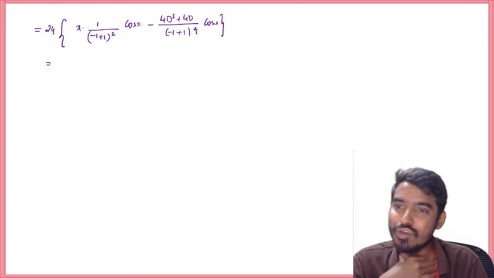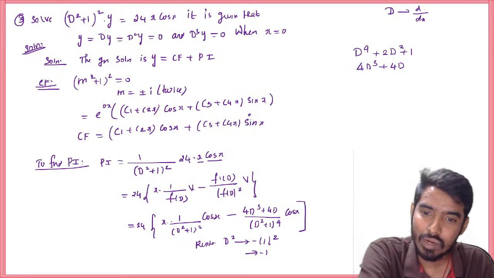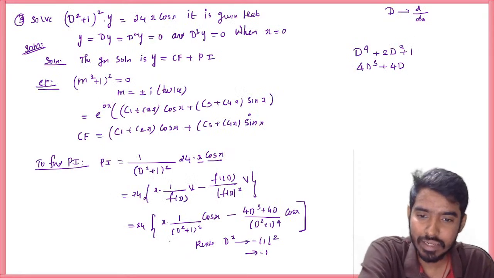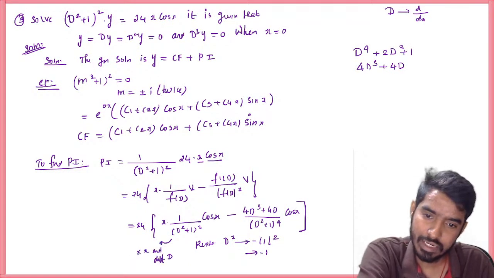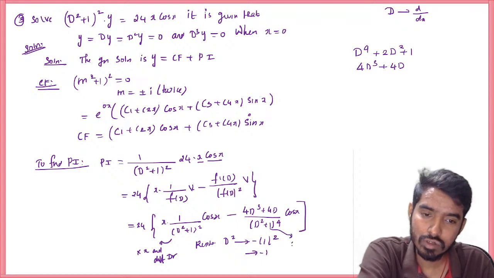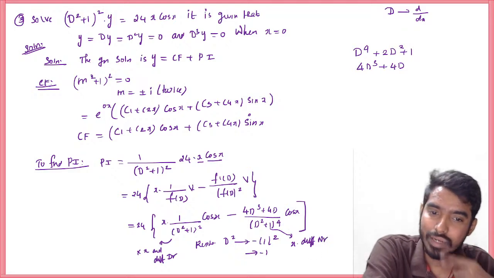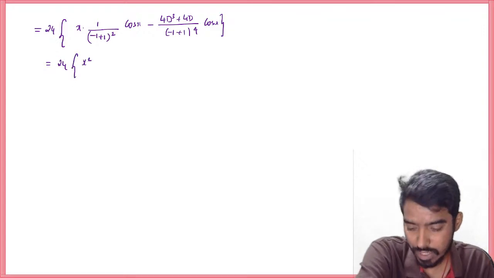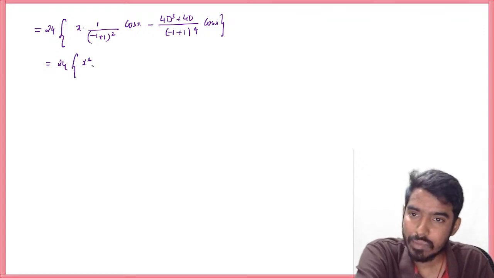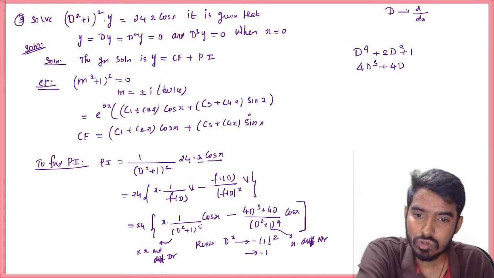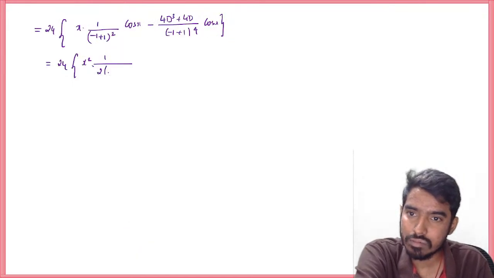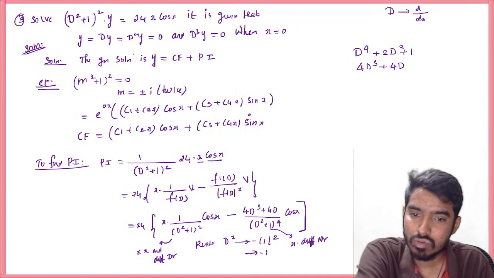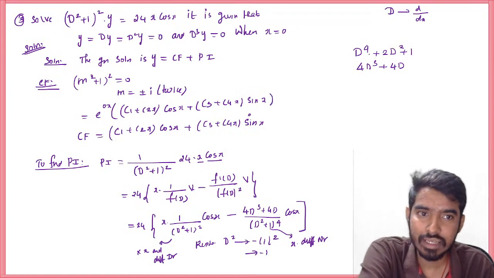Okay, that means what you have to do: if you have 0 here, you have to multiply by x and differentiate its denominator, right? Multiply by x and differentiate the denominator, and here also multiply by x and differentiate the denominator. So we will have 24 times x square, and you have to differentiate the denominator, so 2 times D square plus 1, 2 times D square. I think you can do this, right? Because D square plus 1 is 2.